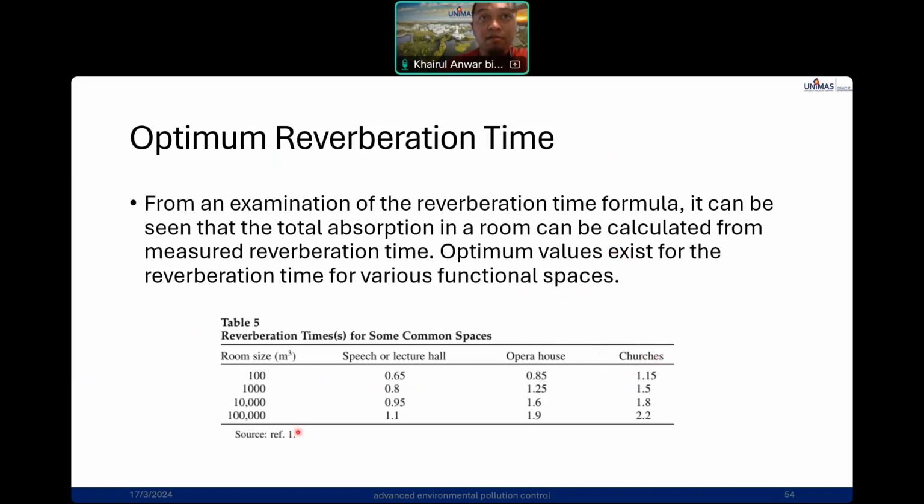For example, for bigger spaces like rooms of 100,000 cubic meters, churches and halls require 1.9 to 2.2 seconds to reduce the volume by 60 decibels.